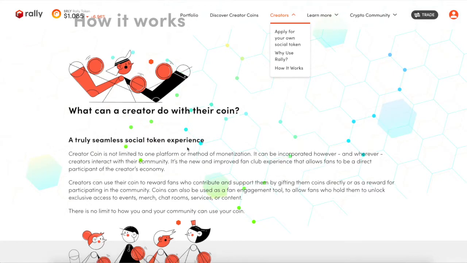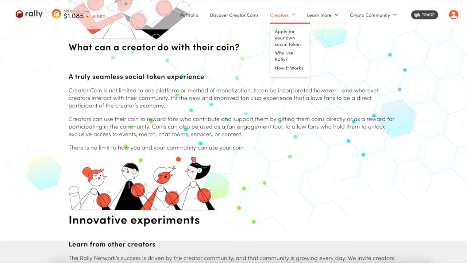So what can I do with this coin? Well, I can really do many different things, but it's not only limited to a platform.